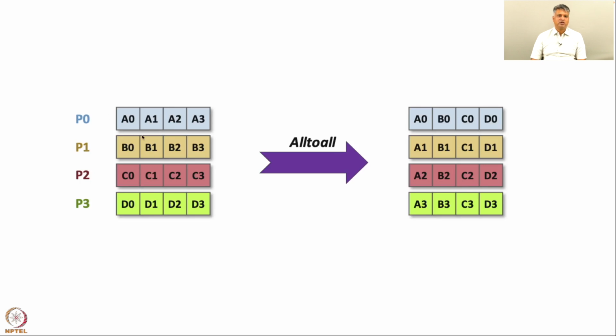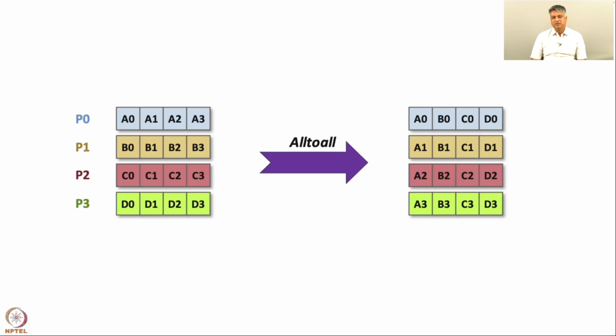So P0 will now communicate with P1, P2 and P3 for these 3 elements over here. Similarly, P1 will communicate with P0, P2, P3 for these elements A1, C1 and D1. P2 will communicate with P0, P1 and P3 for the elements A2, B2 and D2. P3 will communicate for A3, B3 and C3. You can see that there are lots and lots of communications going on over here. So an all-to-all is a very heavy process.